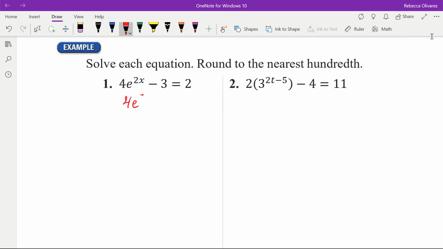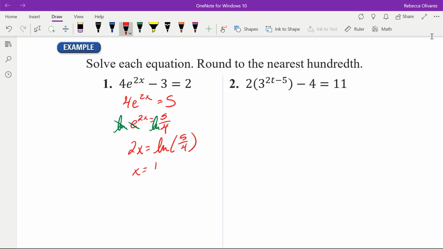So I'll have 4e to the 2x equals 5. And then I will divide both sides by the 4. So I'll have e to the 2x equals 5/4. And then from here, you can either convert it over to natural log form, or you can take a natural log on both sides, and then of course when you do the natural log of e, those just cancel each other out. They undo each other. So then you have 2x equals a natural log of 5/4. And then the natural log of 5/4 you'll get from the calculator, and then divide by 2.